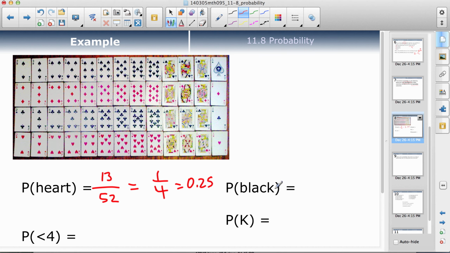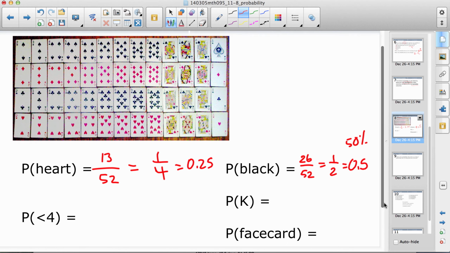What's the probability of getting a black? Well, here's a bunch of blacks, here's another bunch of blacks. So it looks like half the deck is black. So 26 out of 52 are black, or 1/2, or 0.5, or you could say 50%. So you've got a 50% chance of getting a black card.